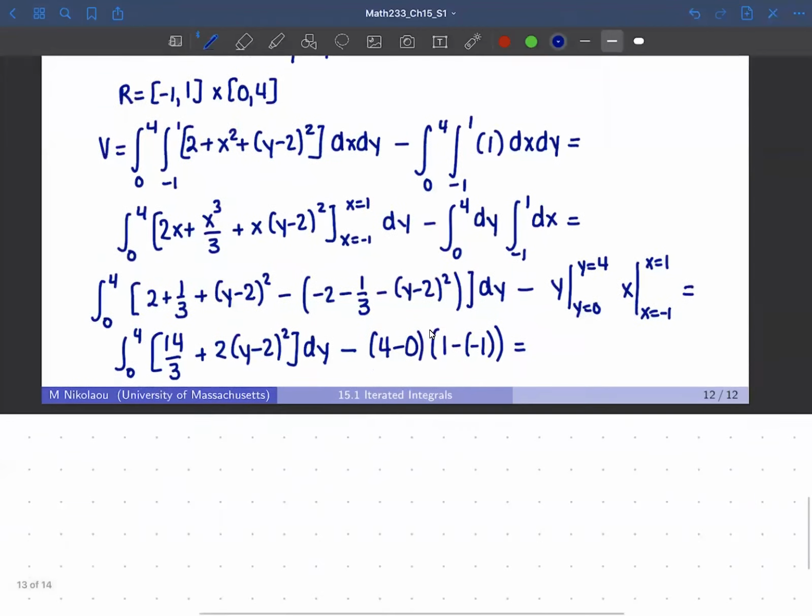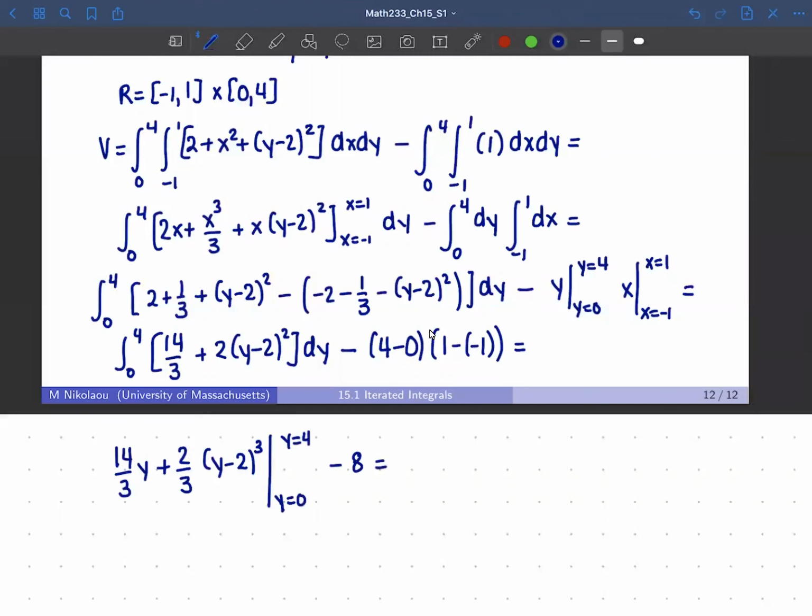Now, for the first integral, if we integrate with respect to y, we'll have 14/3 y, and then plus 2/3 (y minus 2) cubed. And if that's a bit more difficult, we can do a u substitution to find the integral of 2 times (y minus 2) squared. And we need to evaluate that between y equals 0 and y equals 4. Minus 4 times 2, which gives us an 8.